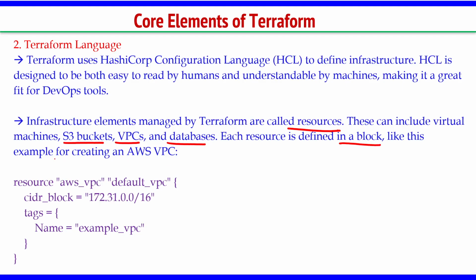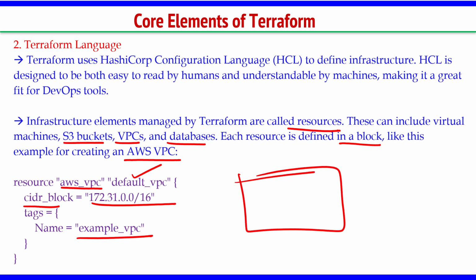If you see the example for creating an AWS VPC, if I want to create a virtual private cloud in AWS, I have to give something like this. The resource is aws_vpc and the tag is default VPC. The address block, what I am giving is this IP address, and the name that you give to it is example VPC, the name of that particular virtual private cloud in AWS. See, HCL language looks something like this. So it will run and create that for you.